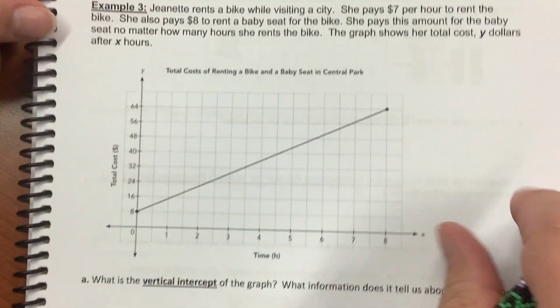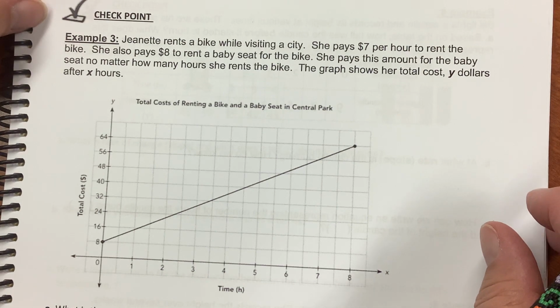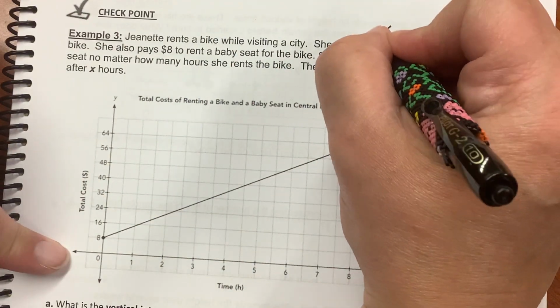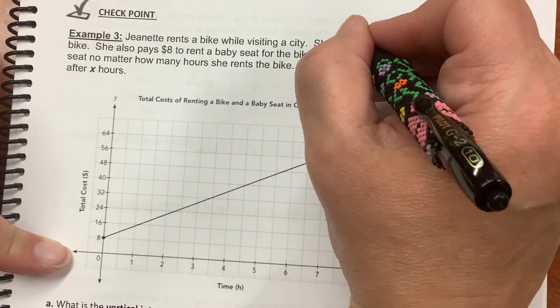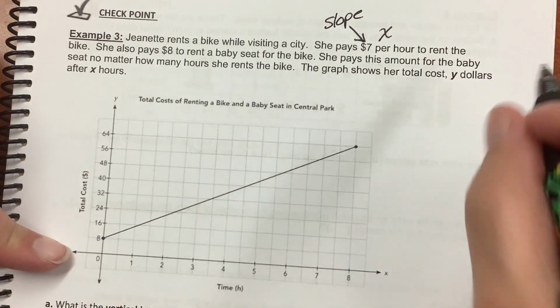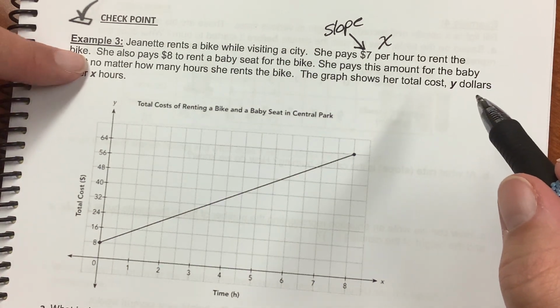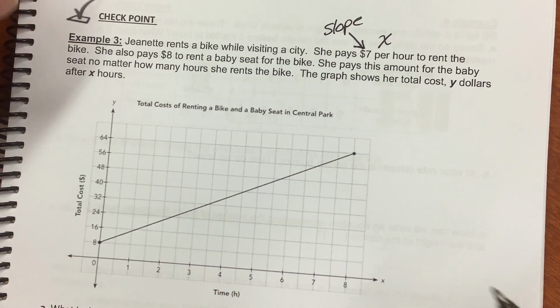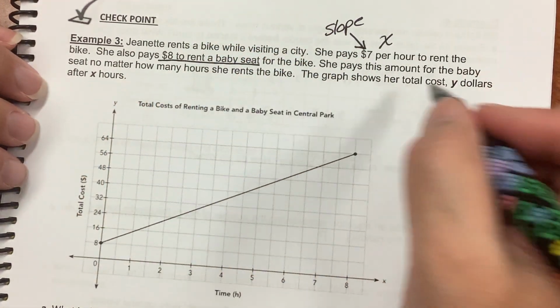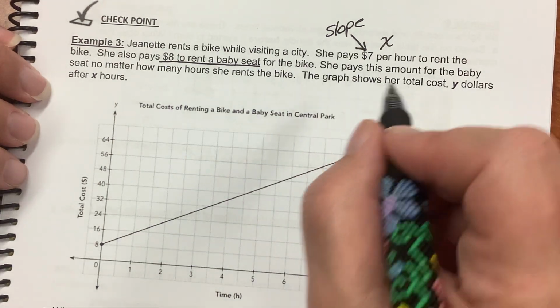Let's try this page. Okay, Jeanette rents a bike while visiting a city. She pays $7 per hour to rent the bike. Ooh, remember we talked about that word per? That's usually where the X goes. So that means that $7, that's my slope. She also pays $8 to rent a baby seat for the bike. Well, when you're renting a baby seat, do you rent it by the hour or you just rent it one time? I think you just rent it one time. She pays this amount for the baby seat no matter how many hours she rents the bike.